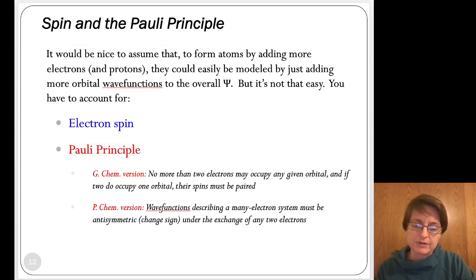You learned about the Pauli exclusion principle in GChem when we told you, as sort of a definition, that Pauli's exclusion principle was a statement that no more than 2 electrons can occupy any given orbital. And if 2 do occupy one orbital, their spins have to be paired. So one has to be spin up, the other has to be spin down. The PChem version, which we're now going to talk about, is that Pauli's principle says wave functions describing a many electron system have to be antisymmetric. In other words, the sign of the wave function has to switch under the exchange of any 2 electrons. Now, what does that look like? Let's talk about it a little bit.